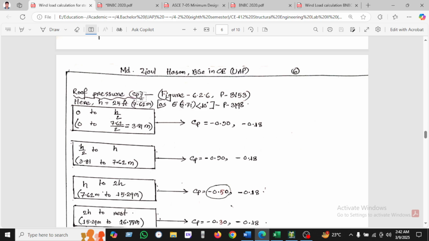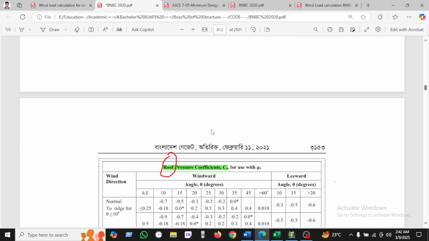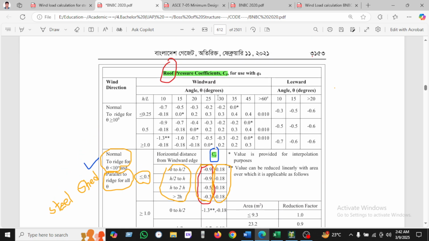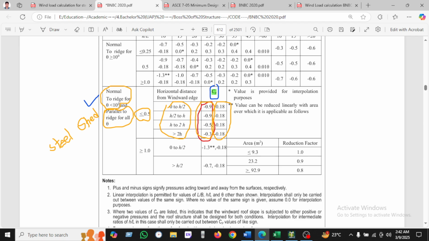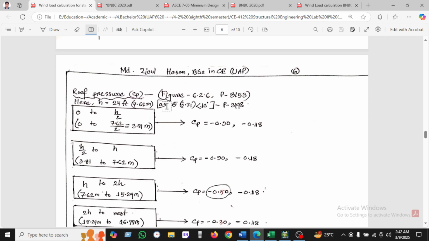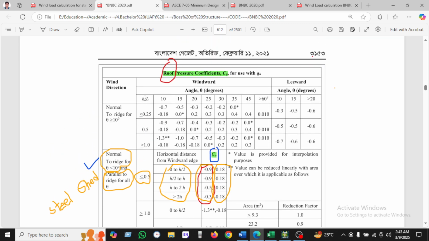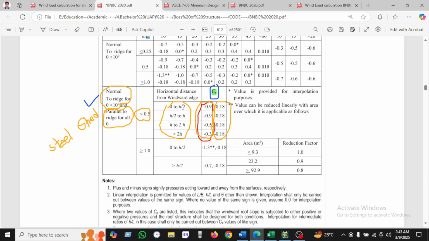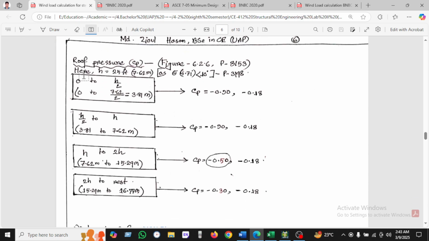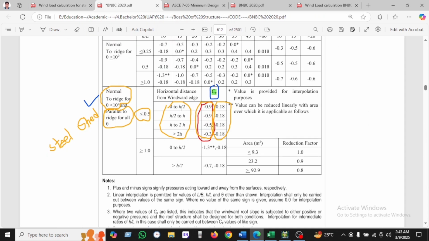Now we'll go to the roof pressure Cp. It is given on page 3153. This is the roof coefficient. We see the angle theta is 5.71, so it is less than 10. Also h by L is less than 0.5, and the horizontal distance from the windward edge is 0 to h/2.